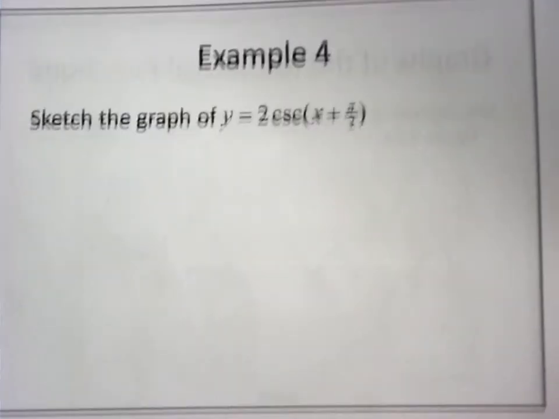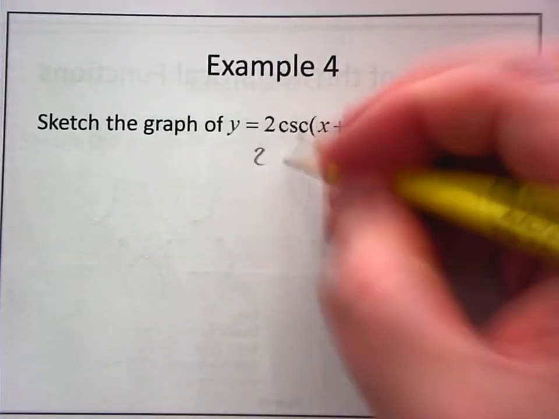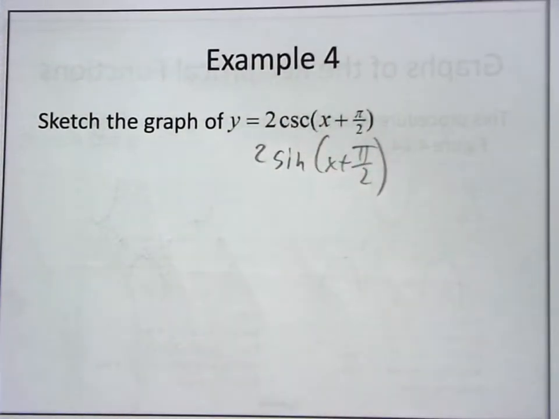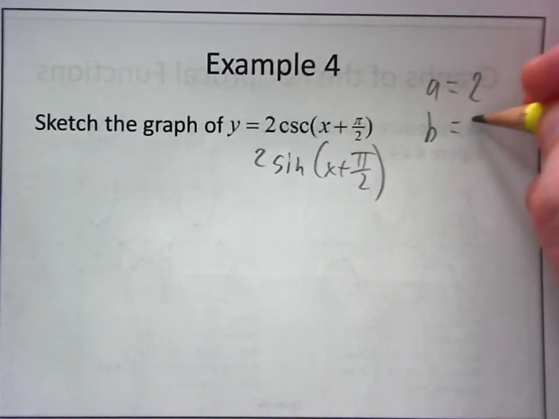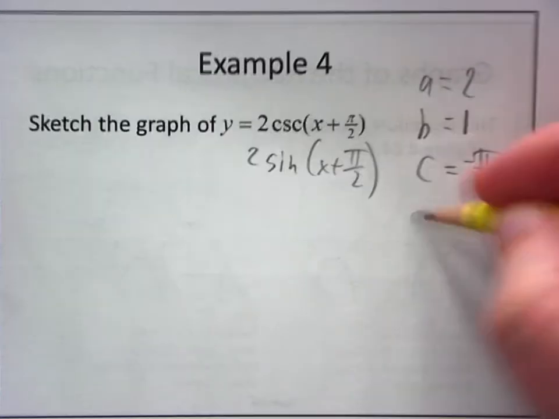So, if I have y equals 2 cosecant of x plus pi over 2, I'm actually just going to find those key points for sine. Because this is 1 over sine, I'm just going to do 2 times sine of x plus pi over 2. And then I'm going to use those points to rough sketch cosecant. So I'm going to go through the same process we did up here, where a is equal to what? 2. B? 1. C, negative pi over 2. And D, nothing.